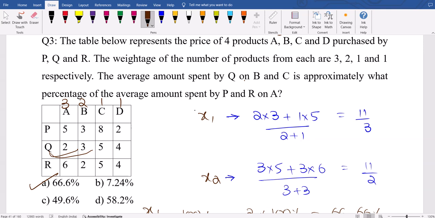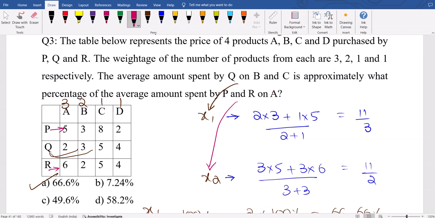That I called x1. This one is called x1, I gave it as a notation, whereas this I called x2. What is x2? Second one is average amount spent by P and R on A. P on A 5, R on A 6. Weightage is 3 into 5 plus 3 into 6 divided by 3 plus 3. The 3s get cancelled. Our numerator is 15 plus 18, 33 divided by 6, which is 11 by 2.